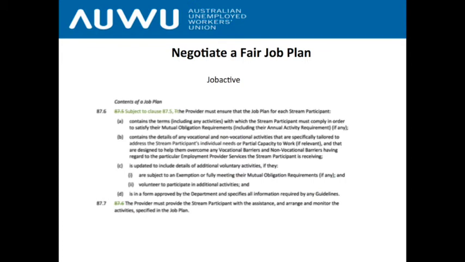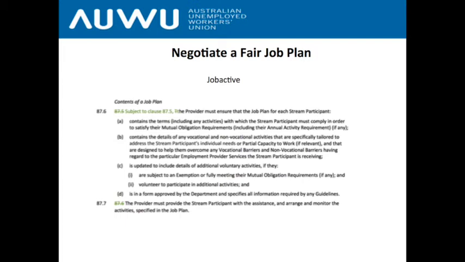So let's just go through them very briefly. Under the Job Active system, the provider must ensure that the job plan for each stream participant contains the terms of the activities they must meet, contains the details of any vocational and non-vocational activities that are specifically tailored to address the unemployed worker's individual needs or partial capacity to work, and that they're designed to help unemployed workers overcome any vocational barriers and non-vocational barriers having regard to the particular employment services that they're receiving.